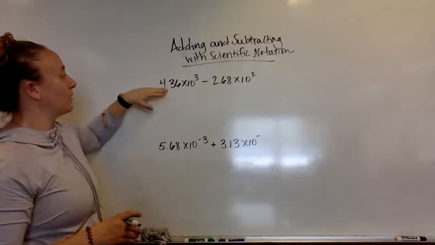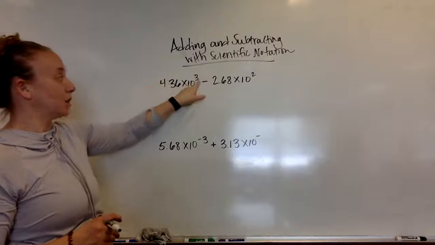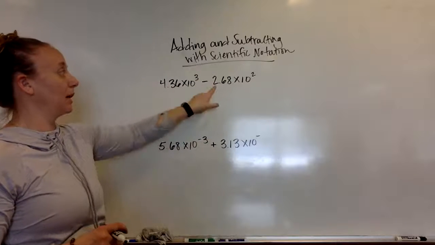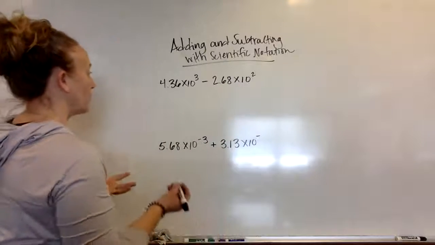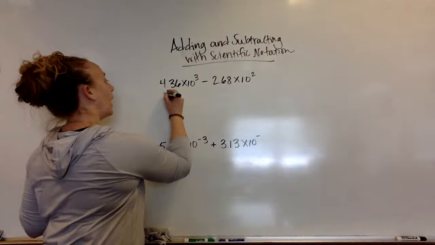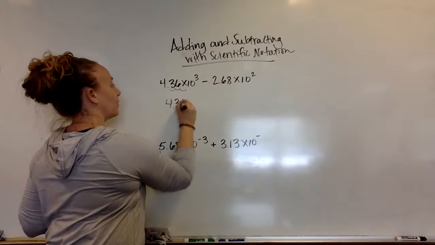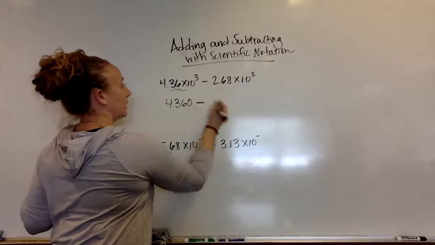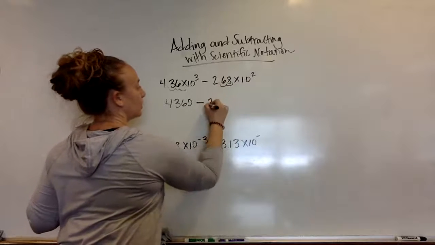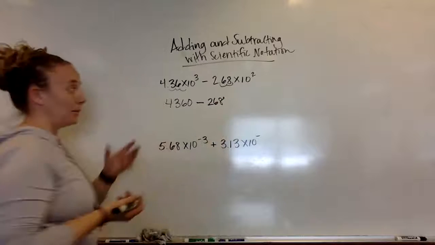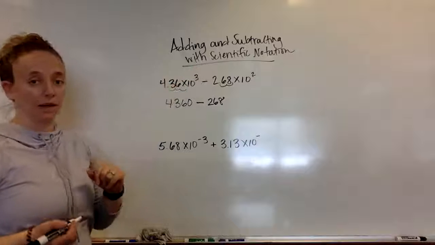So if I look at this, 4.36 times 10 to the third power is a bigger number than 2.68 times 10 to the second power. If I were to write these out, I technically have 4,360 minus 268, because this is an order of 2. I'm doing this math here, technically.